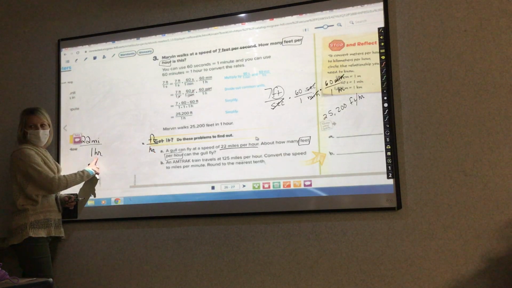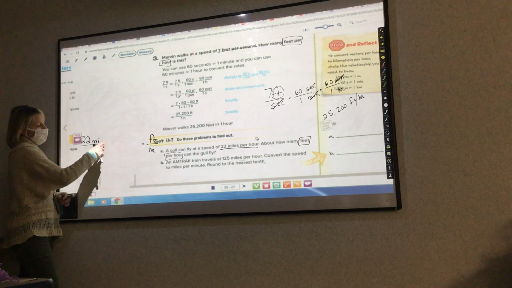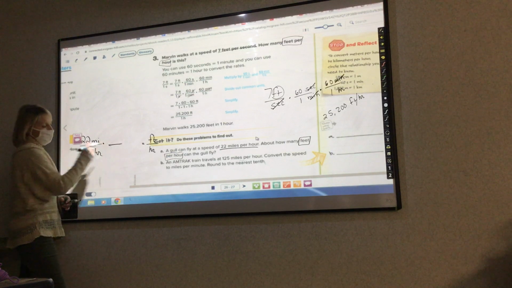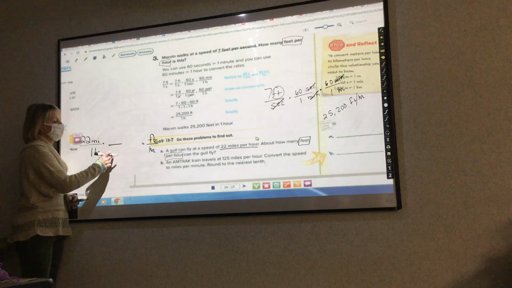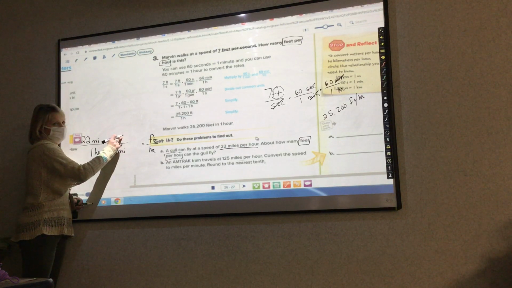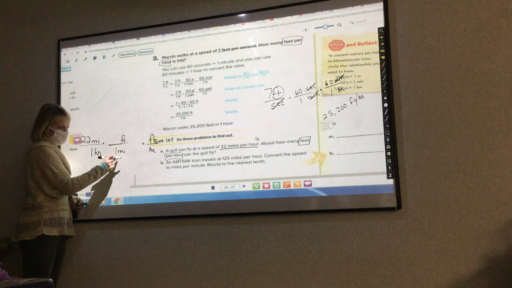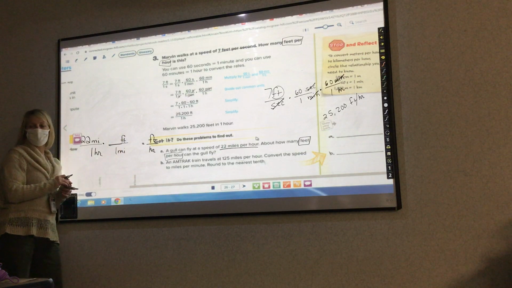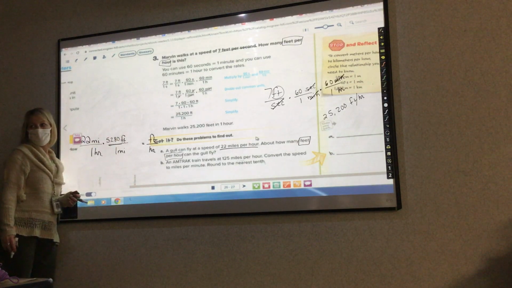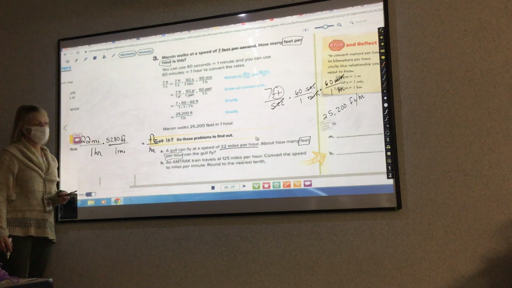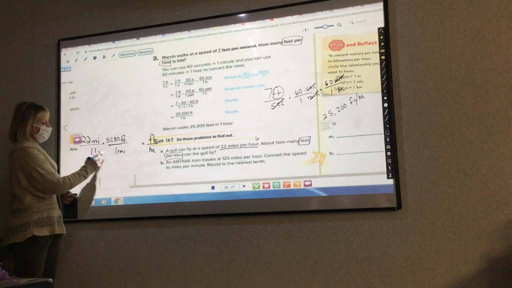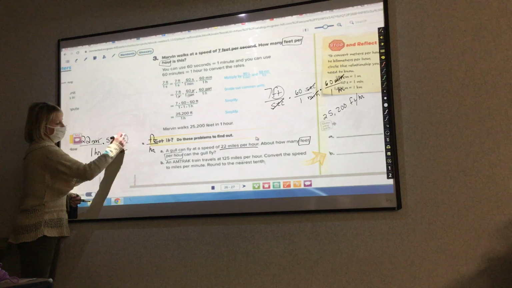So do I need to change anything with my hours? No, but I need to change my miles to feet. If I'm changing my miles, is it going to be on the top or the bottom? Bottom. So I've got 1 mile on the bottom. Now, what label should be on the top? Feet, because I'm changing miles to feet. How many feet are in a mile? 5,280. That's on your chart if you needed it, but that is something you have to have memorized. So then I take 22 times 5,280. Show me that I'm canceling out my miles. So I'm left with my feet.